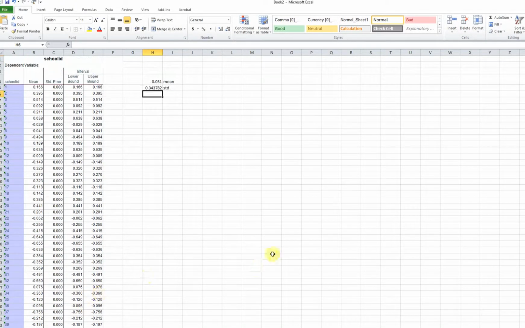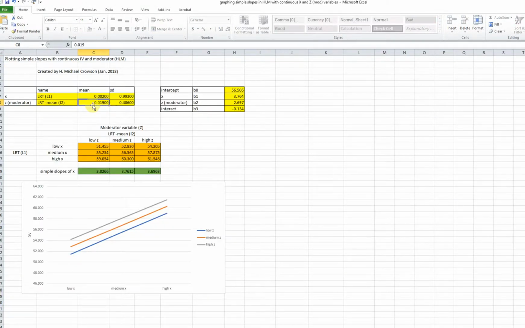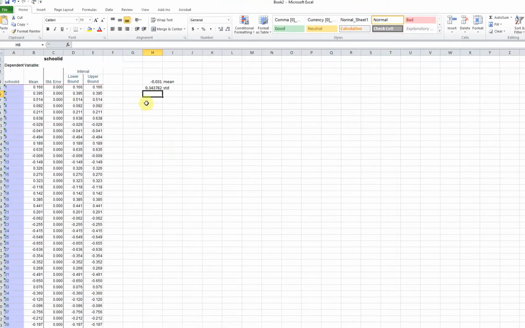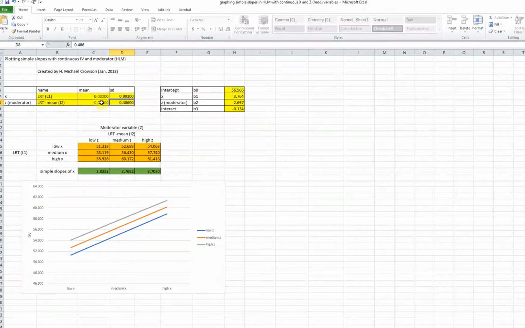Okay, so the average of the school means is negative 0.031. So I'm going to go in here and type in negative 0.031. The standard deviation is roughly 0.344. So I'm going to type in 0.344.